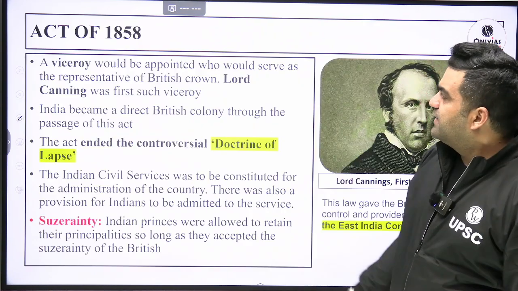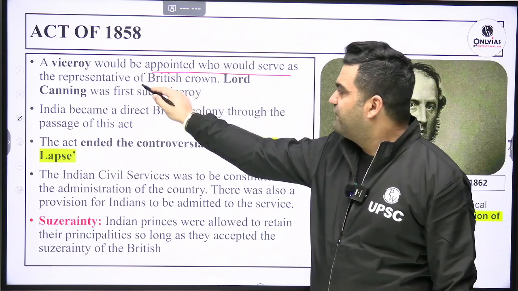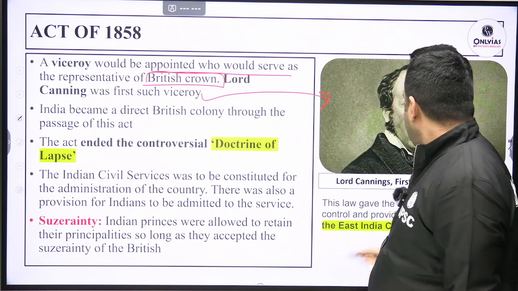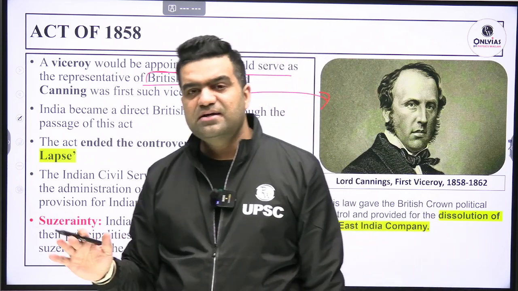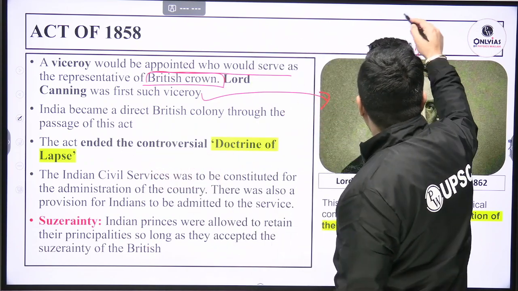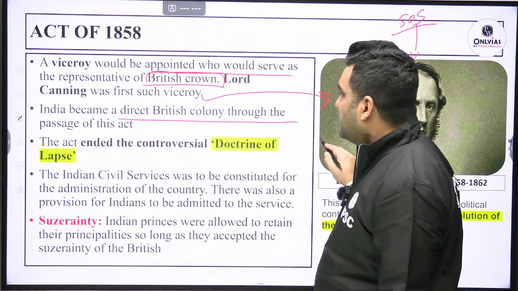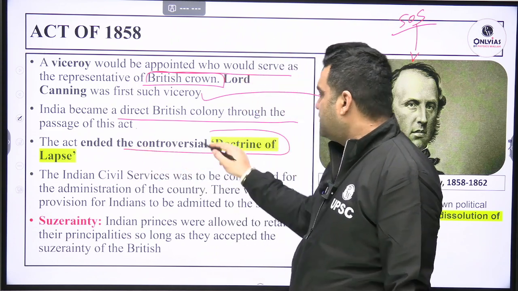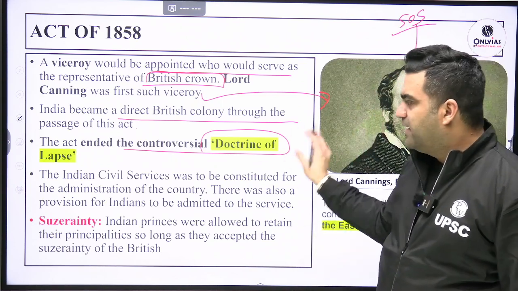Now, coming to the other aspects, a Viceroy would be appointed who would serve as the representative of the British Crown. Lord Canning was the first such Viceroy, serving from 1858 to 1862. He was serving as Governor General earlier. Now he was placed under the authority of a Secretary of State. India became a direct British colony through the passage of this act. The act ended the controversial doctrine of lapse.